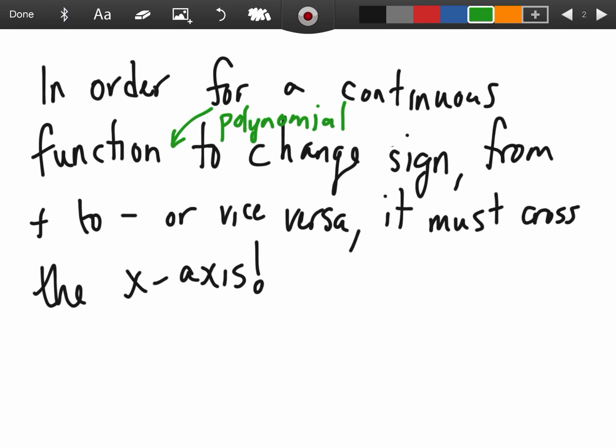So in order for a continuous function to change sign from positive to negative or vice versa, it must cross the x-axis. When we talk about sign, we're talking about whether it is positive or negative. If we want the y value of a function to change from positive to negative, it has to cross the x-axis. And that makes sense, right? How could I go from a point up here to a point down here without somehow having an x-intercept, or having a zero somewhere in there? This is going to be really key as we set up our sign charts because it's going to allow us to split into intervals on the number line.